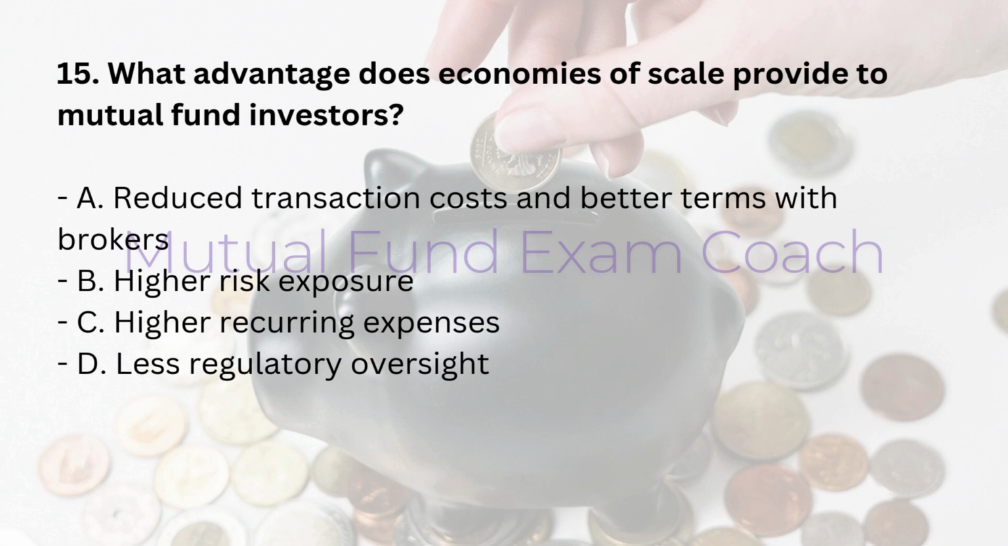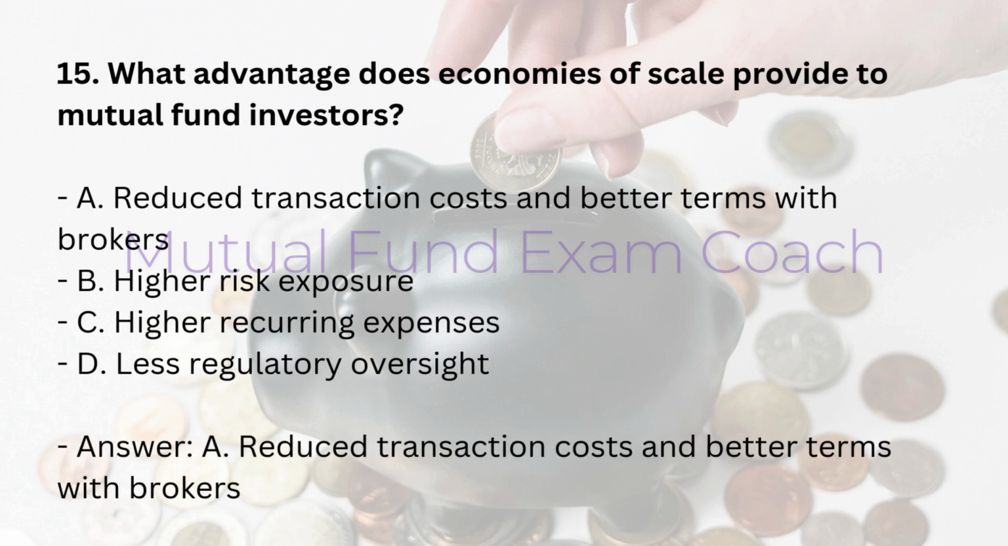A. Reduced transaction costs and better terms with brokers. B. Higher risk exposure. C. Higher recurring expenses. D. Less regulatory oversight. Answer: A. Reduced transaction costs and better terms with brokers.